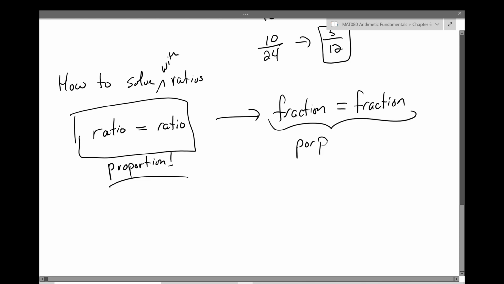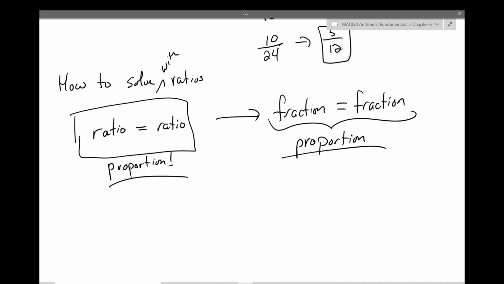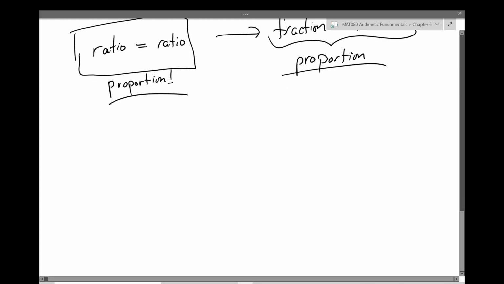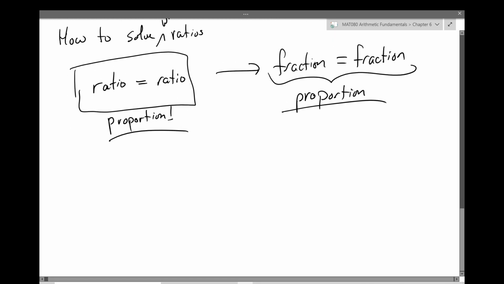is, I can't spell today, is a proportion, okay? And solving proportions is very, very simple. It's very easy to do. So this is the only time you're allowed to do this. Students always get confused. They always forget when you're allowed to do this, and this is the only time.